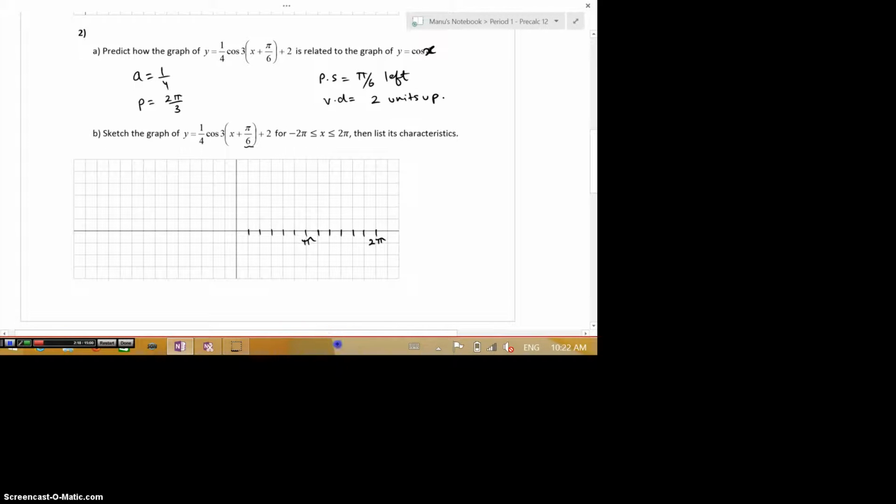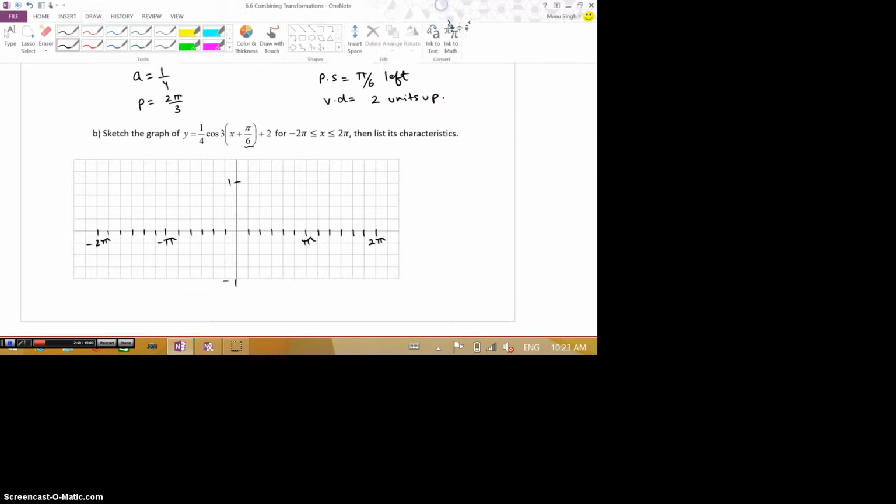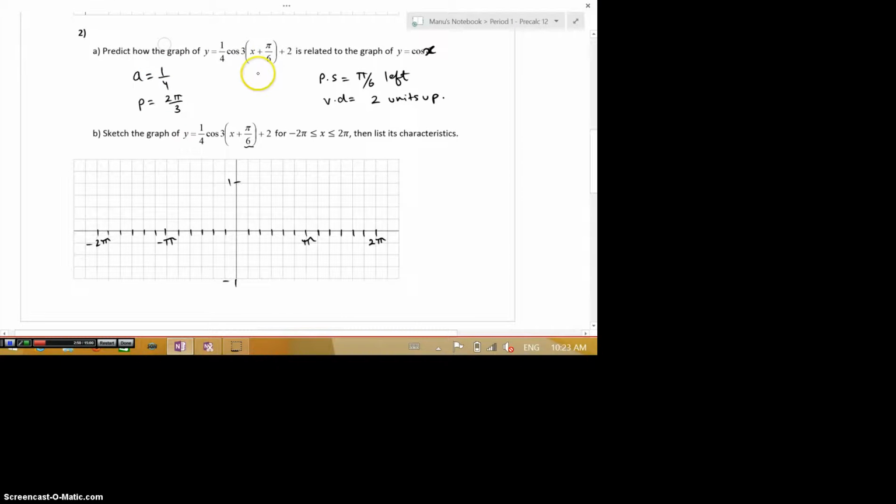Similarly, in the negative direction, we got 1, 2, 3, 4, 5, 6. So negative pi. 1, 2, 3, 4, 5, 6, negative 2 pi. Alright, let's start off with the original graph. I'll say this is going to be 1, this will be negative 1. Because then I'm going to be compressing it eventually, I'll make my scale factor a bit bigger there.